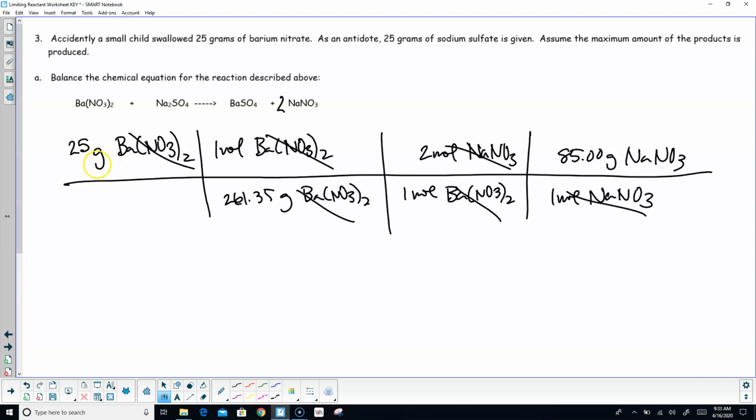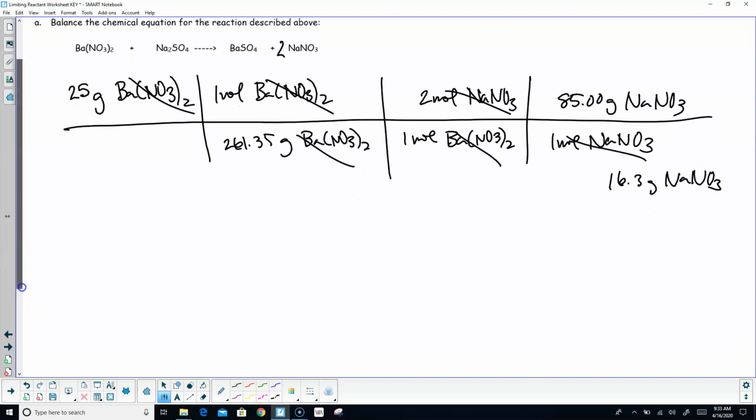Okay, so I'm going to take 25 times 2 times 85 divided by 261. When I do so, I get 16.3 grams of sodium nitrate. Well, I need to do the exact same thing now for the, let's see, the sodium sulfate is the other thing, right? Yeah, 25 grams of sodium sulfate.